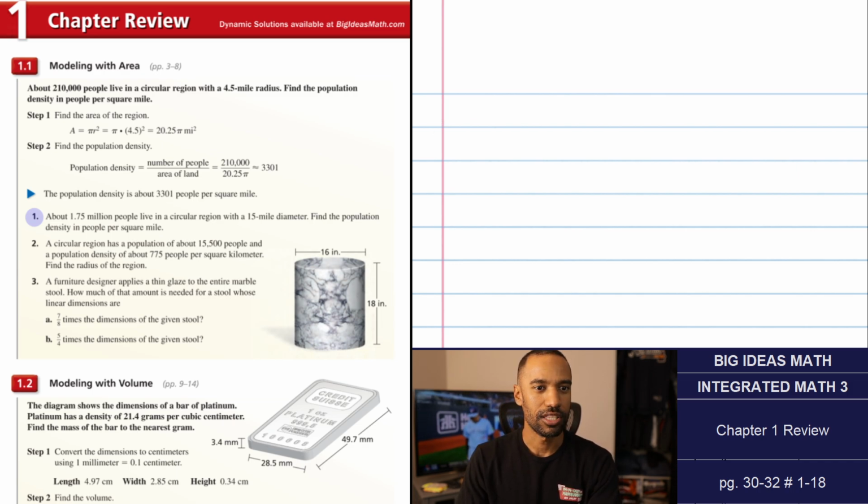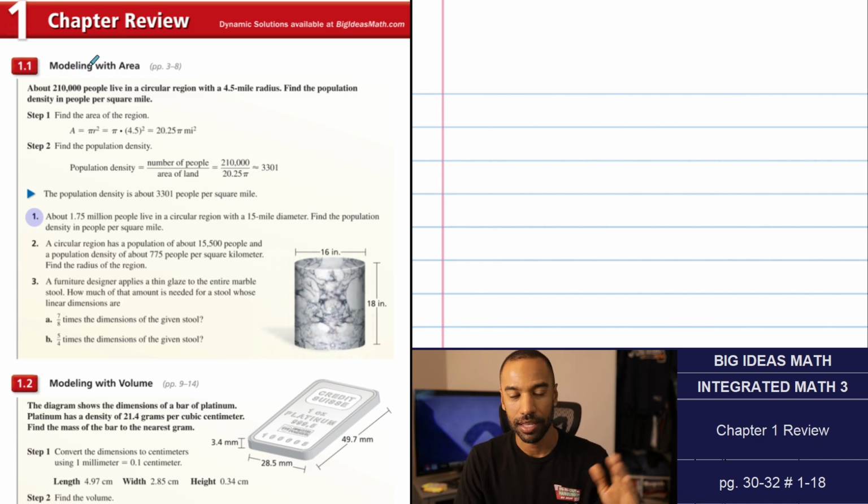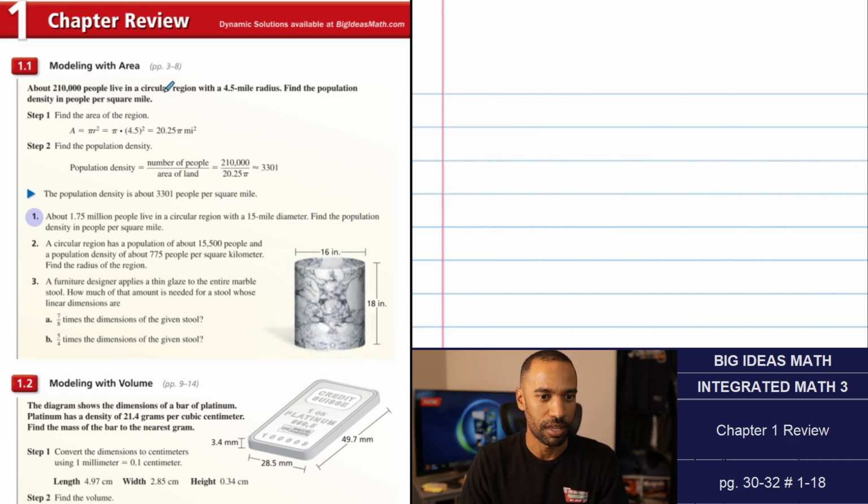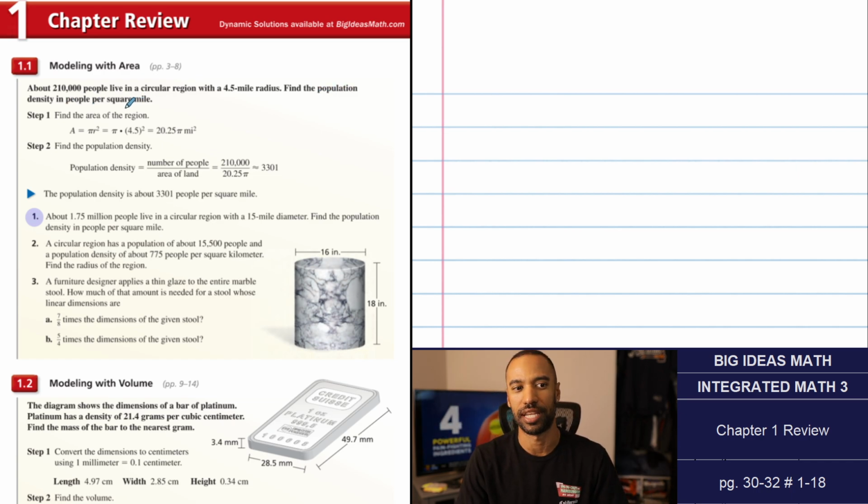All right, let's begin by taking a look at what they say regarding modeling with area, section 1.1. Here's that example portion I'm talking about. They give you an example. 210,000 people live in a circular region with a 4.5 mile radius. Find the population density in people per square mile. So density is number of people divided by area of land. We're going to work off that formula.